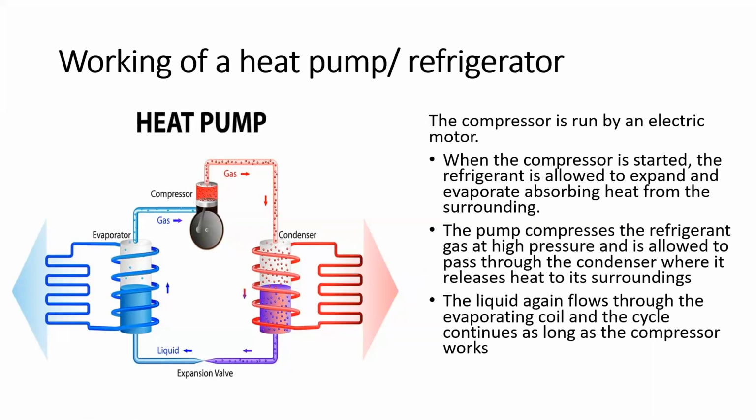Okay, let us have a quick read of this and then go to the next slide. The compressor is run by an electric motor, and when the compressor is started, the refrigerant is allowed to expand and evaporate, absorbing heat from the surroundings. That happens here. The pump compresses the refrigerant gas at high pressure and it is allowed to pass through the condenser where it releases heat to its surroundings. The liquid again flows through the evaporating coil and the cycle continues as long as the compressor works. So this is the working of the heat pump, or the working of the refrigerator.